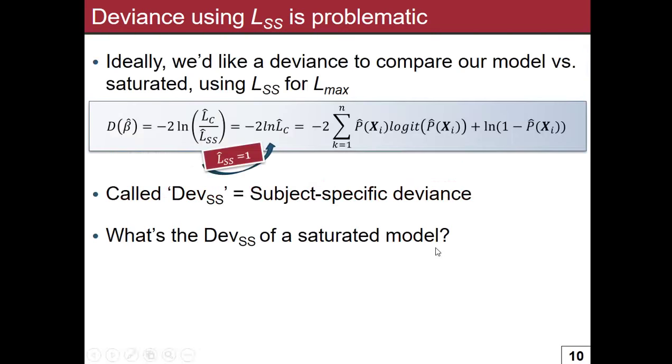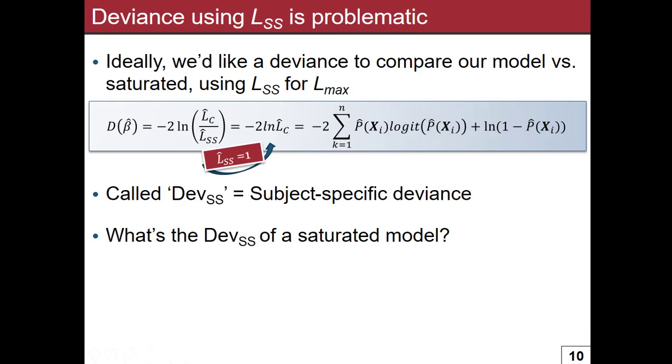These two bullet points just summarize what we just said. This quantity here, which is just the -2 log of the likelihood of our model, is what the deviance statistic is for any given model. It's the -2 log likelihood. And we call this the subject-specific deviance, but it's basically the deviance owing to a saturated model.